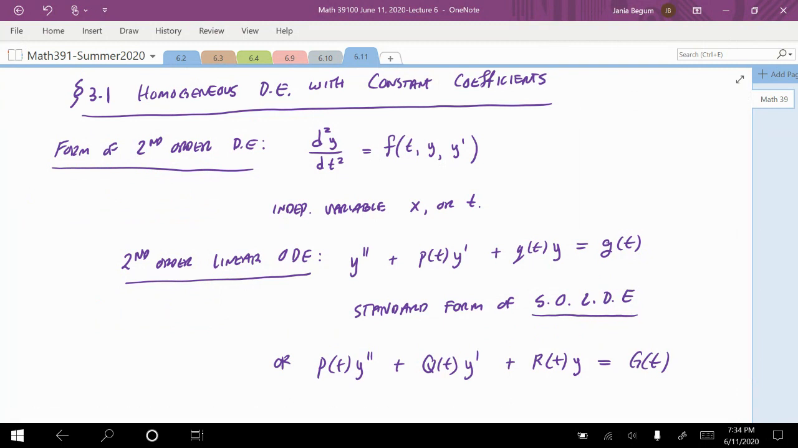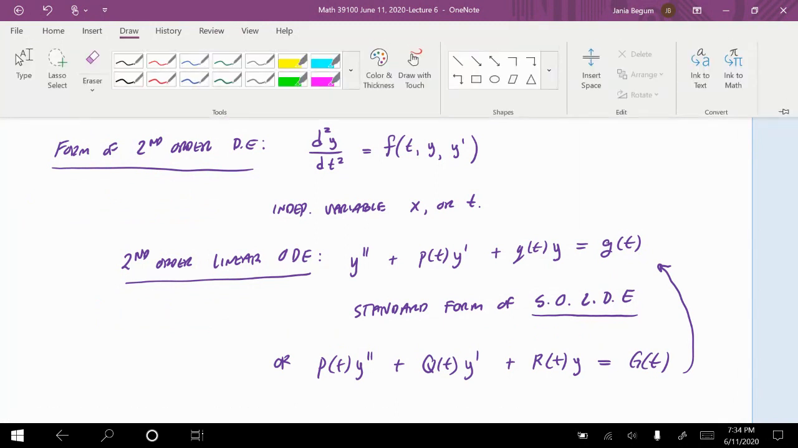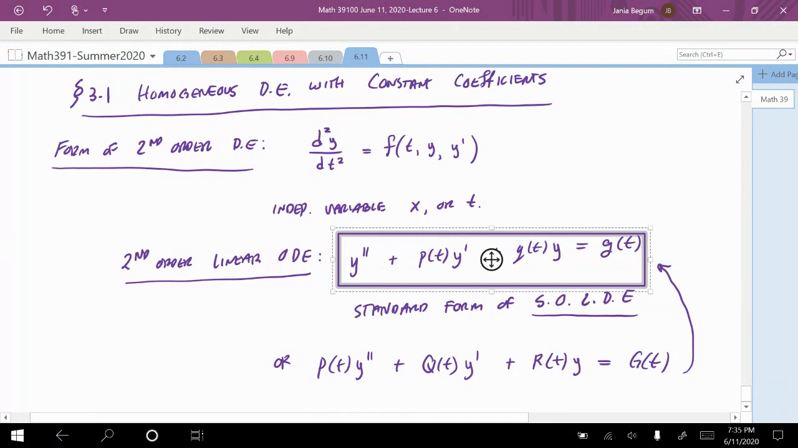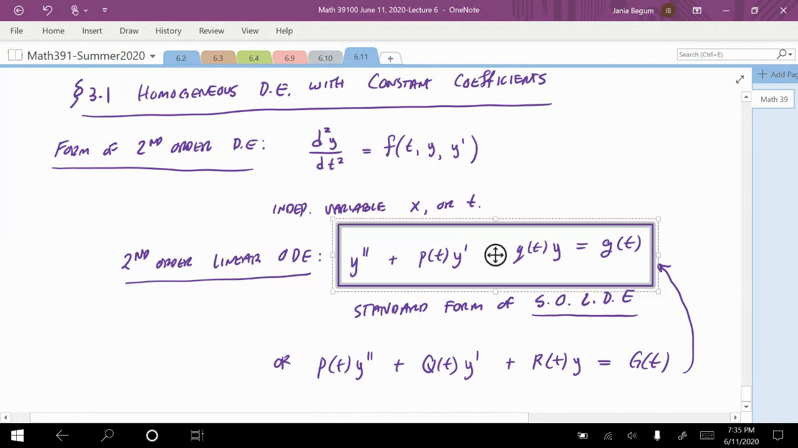Now if you divide both sides of the equation by p of t, then you get the standard form, which is this one right here. So the one above where the second derivative is alone, the coefficient is only one, and we call this the standard form. Okay, so I would stick to the standard form all the time. So this is just a nice way of expressing second order differential equation. So again, this is just introducing notation, so you're familiar with how to express this equation.